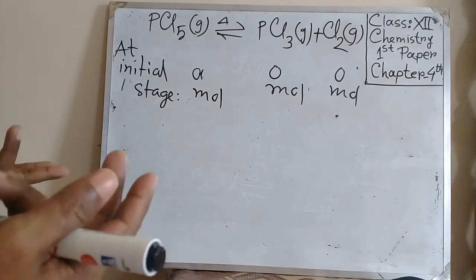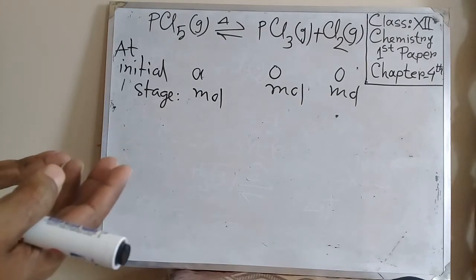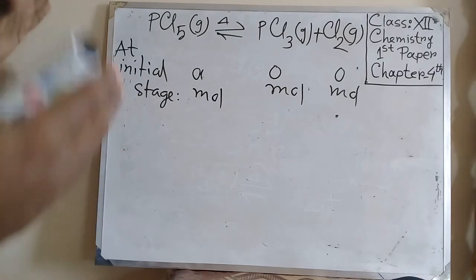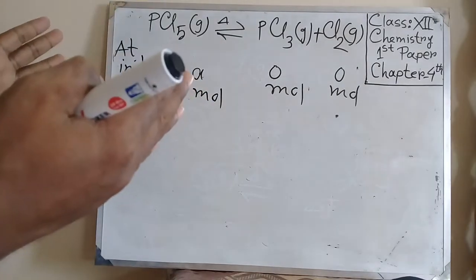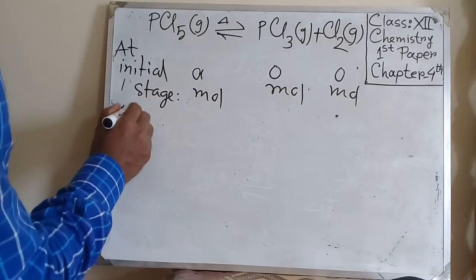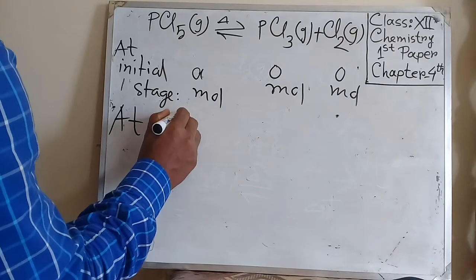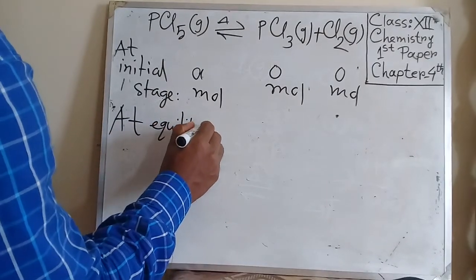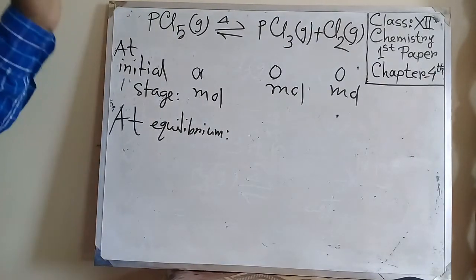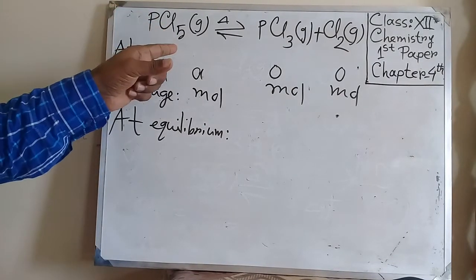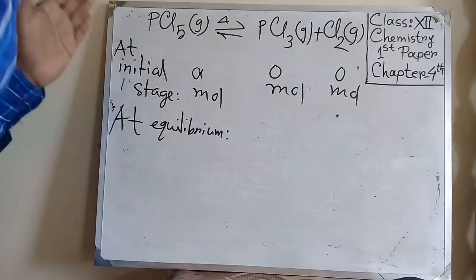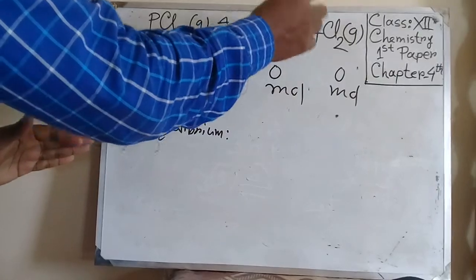established. What is the equilibrium stage? When the forward reaction rate and backward reaction rate are the same, equal, then equilibrium is established. So we can write here at equilibrium, that means the reaction started and some part of the reactant has been converted into products. That means after a certain time we can get some products.